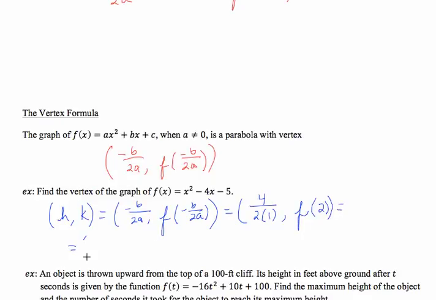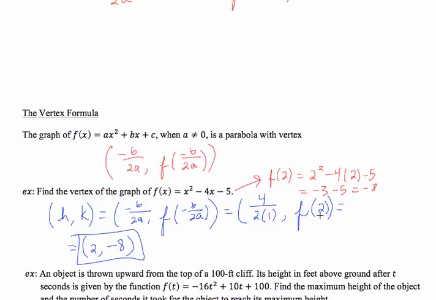So we need to find what is f of 2. So we get the point 2, comma, let's see, f of 2, we just have to go over here and compute. f of 2 would be 2 squared minus 4 times 2 minus 5, which would be 4 minus 8 is negative 3 minus 5, so negative 8. So 2 comma negative 8 is the vertex for that.